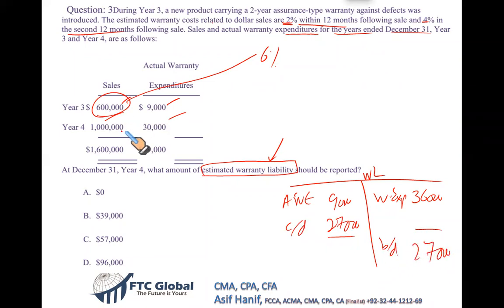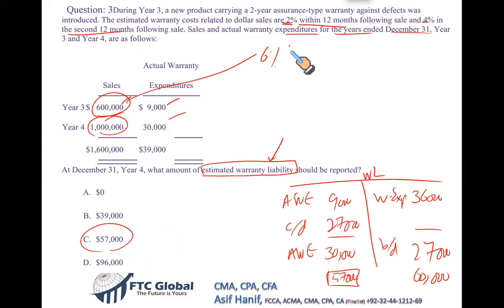Now what happens next year? The sale next year was 1 million. 1 million's 6% will give you $60,000. 1 million times 6% will give you $60,000. And the actual warranty expense that year was 30. Actual warranty expense. So the balancing figure would be 27 plus 60 less 30. It gives you 57. So the closing balance in your warranty liability is 57. That gives you C as your correct option. And C it is.